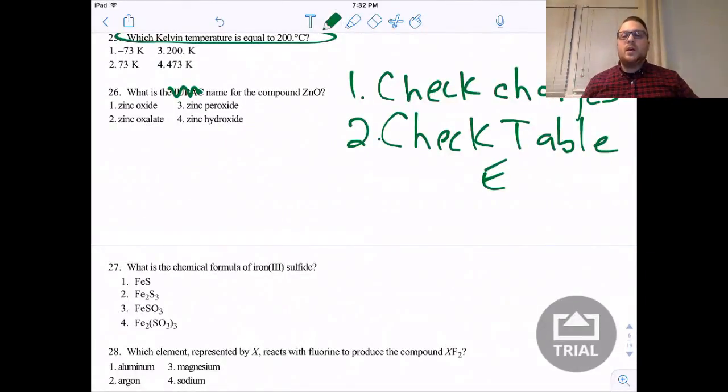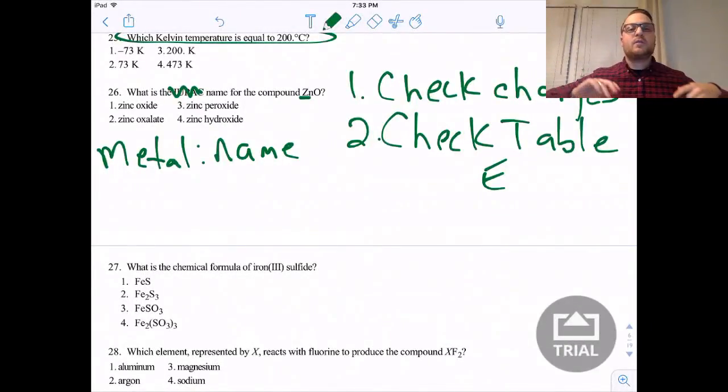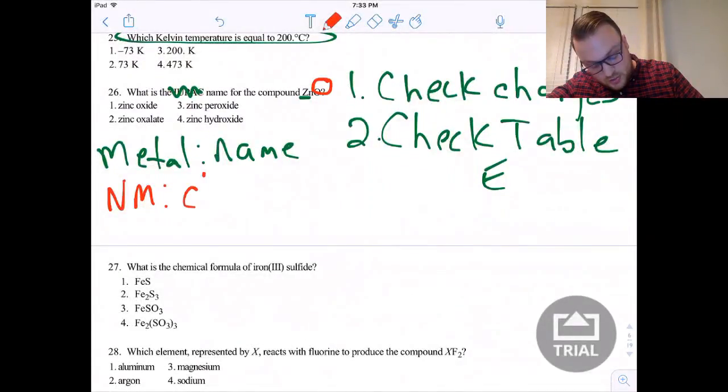26, I think, is pretty easy, because you don't really have a choice. Oxygen, any atom from the periodic table. So your metal in your formula, which is always going to be the one on the left, you just name normally. Zinc, iron, calcium, whatever. Your non-metal, which is oxygen here, you have to change to "ide." So you change the ending to "ide."